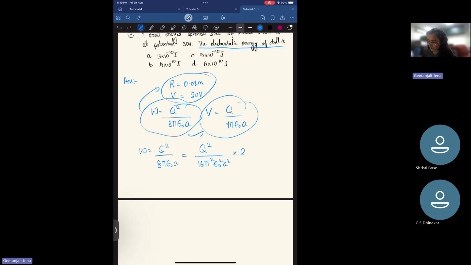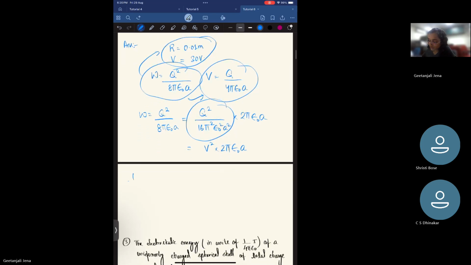In the sets, you need to multiply the constant so that the potential energy remains unchanged. So the first, this is nothing but the potential squared over 2 pi epsilon naught A. All the values you know, 1 by 4 pi epsilon naught is 9 into 10 to the 9. The radius is given 0.01 millimeter per meter and V is given 30 volt.